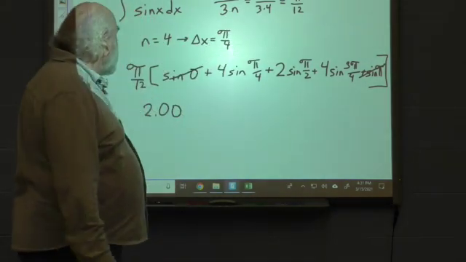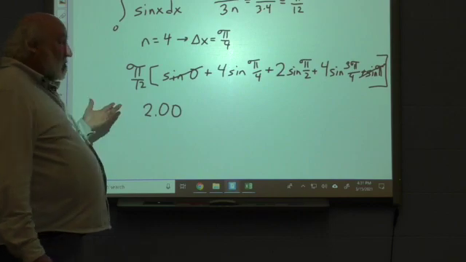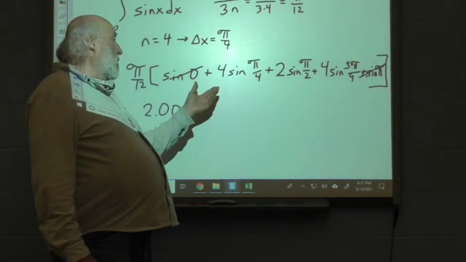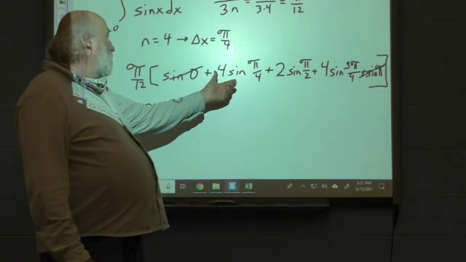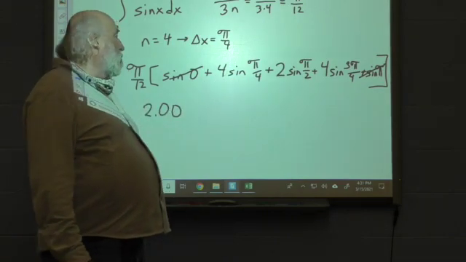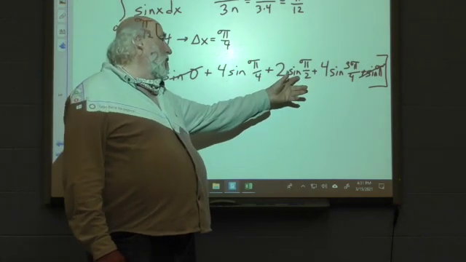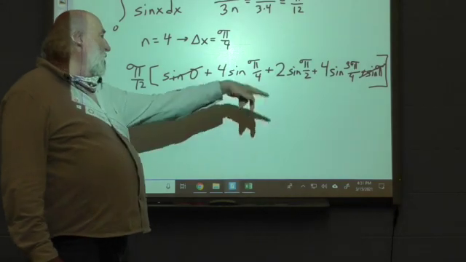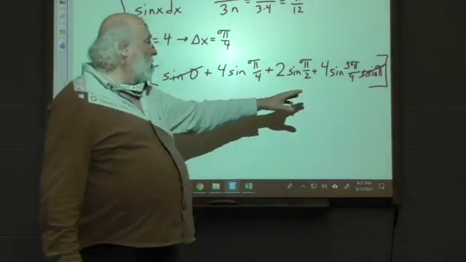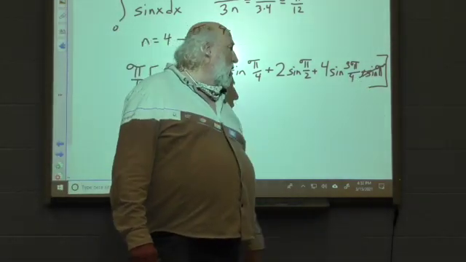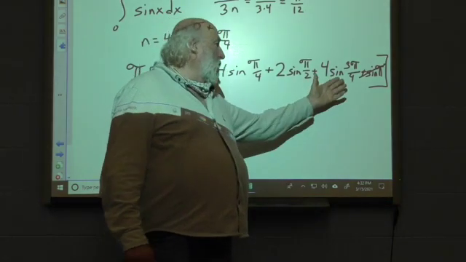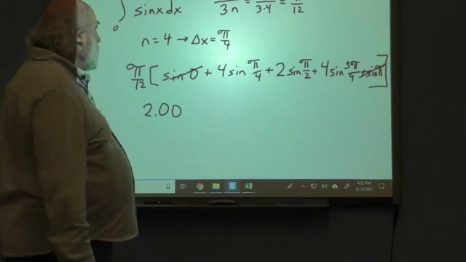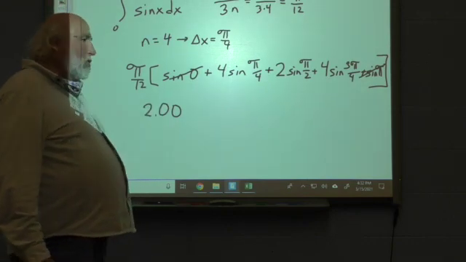So this becomes the same basic process of pi over 12 times the sine of 0, but now a 4 here for a coefficient, plus 4 sine pi over 4, plus 2 sine pi over 2, plus 4 sine 3 pi over 4. And since that's the last term, you're just going to have a coefficient of 1 here, sine pi. So it has to end with 4, 1. So when you do all that, you get 2.00.